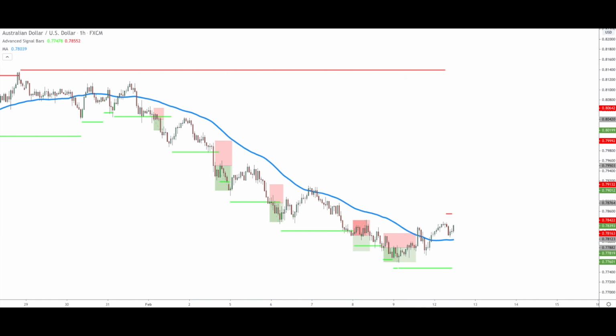Okay guys, so I think that's it for today and this whole trade, which lasted about 2 weeks.